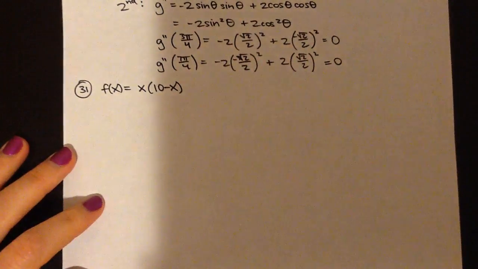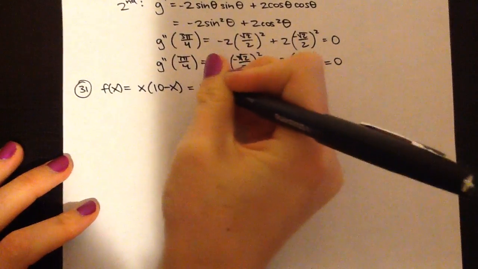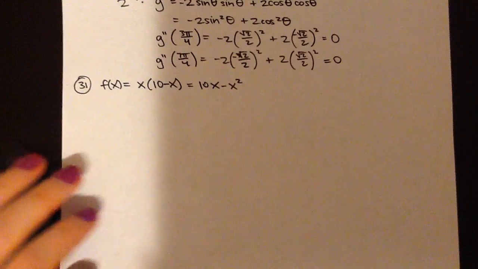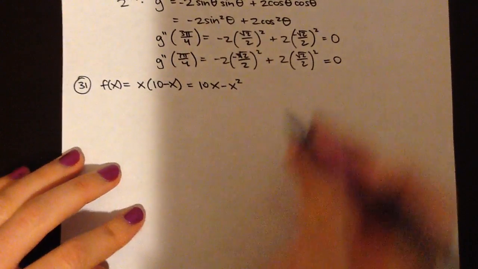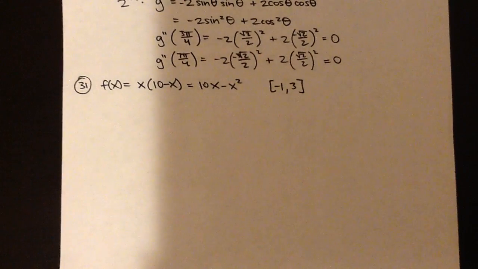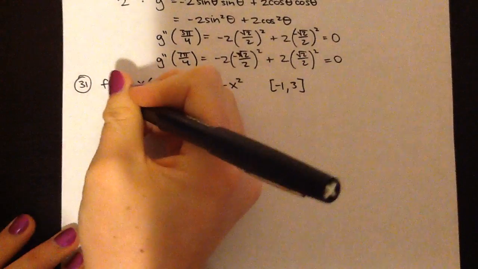This one, avoid a product rule at all costs. Just multiply this out, and then I don't have to do a product rule. Please keep an eye out for that. Any little algebra simplifications that you can do. And the interval that they gave us is this. So remember, absolute extrema can happen at endpoints and critical points. So I can test the endpoints. I'll do that in just a moment. And then I can test the critical points.